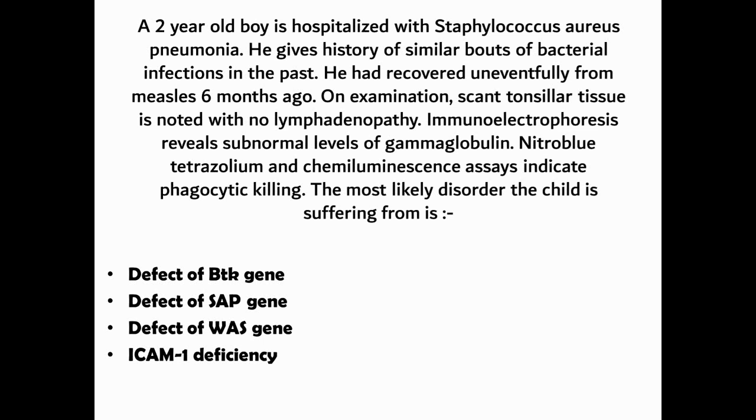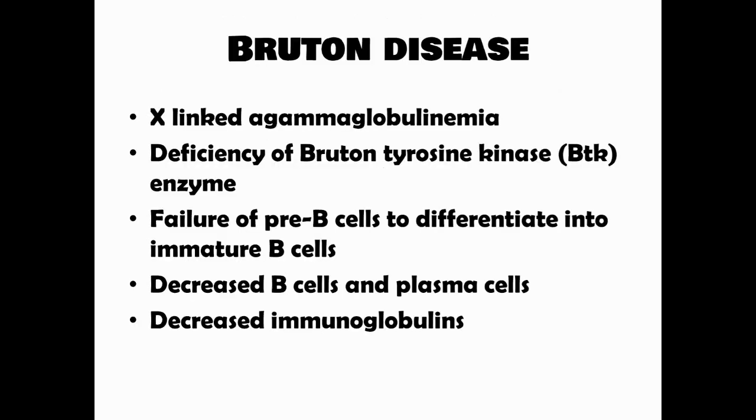So, if you found Bruton disease, I'm 100% sure that you will know the correct answer option in this case. Bruton disease is due to a defect of the BTK gene, which is the Bruton tyrosine kinase gene. Now let's talk about Bruton disease in a bit more detail. Bruton disease is also known as X-linked agammaglobulinemia. Now see here, it is given as X-linked agammaglobulinemia. That is the other name for this disease.